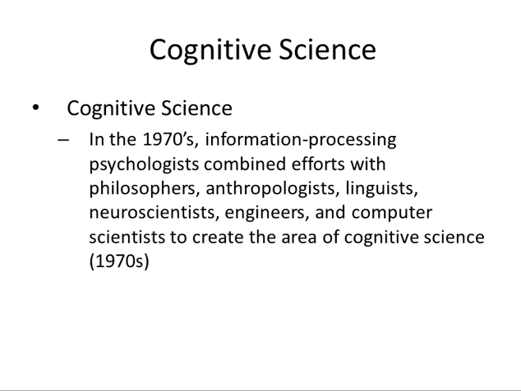Cognitive science: in the 1970s, information processing psychologists combined efforts with philosophers, anthropologists, linguists, neuroscientists, engineers, and computer scientists to create the area of cognitive science, where they began to ask some of these questions. Questions that we began talking about when we talked about the philosophy of the mind many chapters ago. So in a way, we're coming full circle, back around to where we started off earlier in this course.